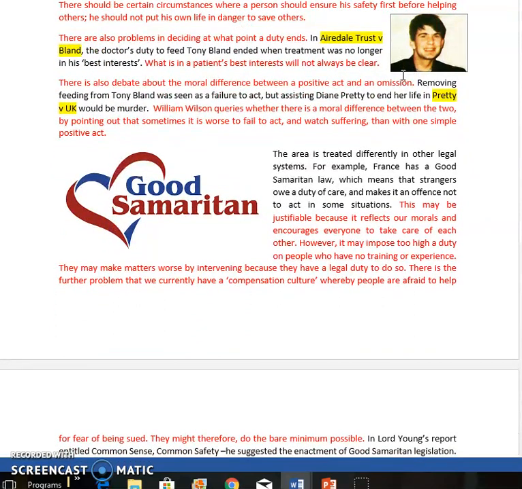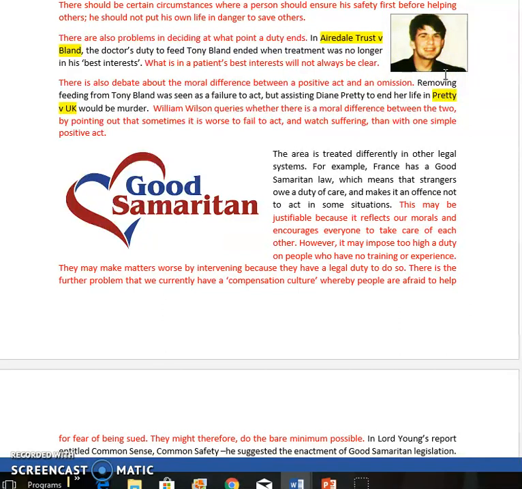And then another key area that I can evaluate on omissions is deciding at what point a duty ends. So in your booklet, that's called cessation of a duty. So doctors owe a duty to act for their patients, but there will come a point in time when that ends. They can't be expected to act forever and ever and ever. There has to be a line. Now, Airedale, Trust and Bland was the case involving Tony Bland, the 96th victim from Hillsborough.